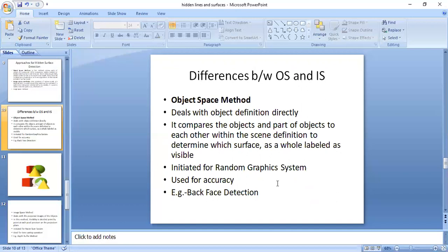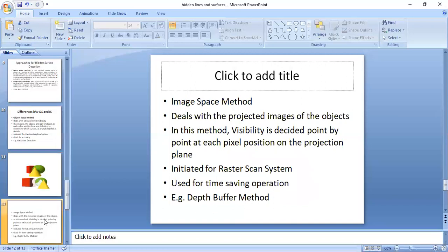It is used for accuracy. Whatever algorithm we use for visible surface detection using the object space approach has better accuracy but limited application. One such example of an algorithm that uses object space method is back face detection, a very important algorithm from the exam perspective. Next is image space method.